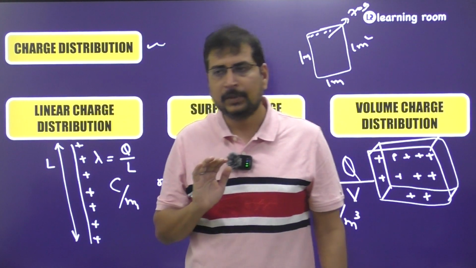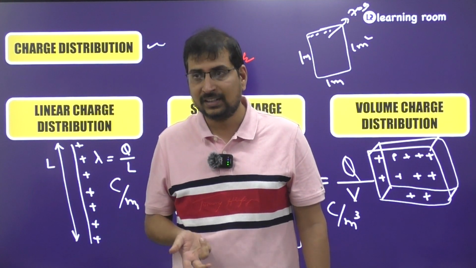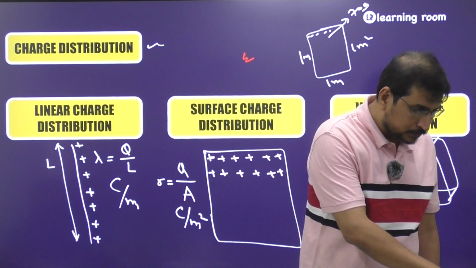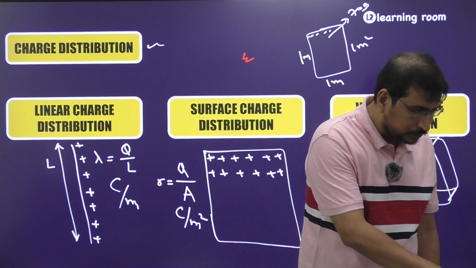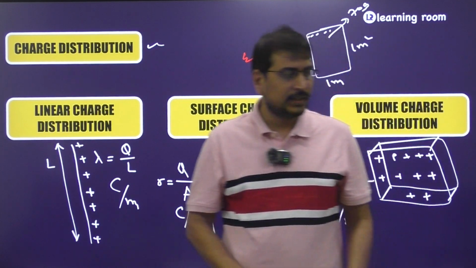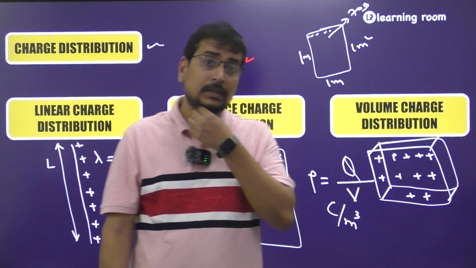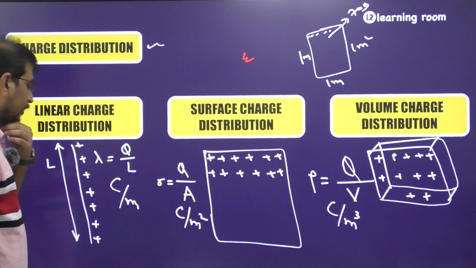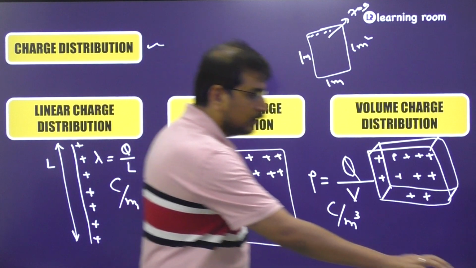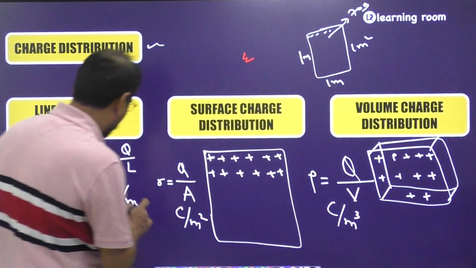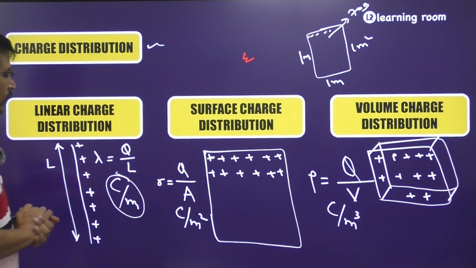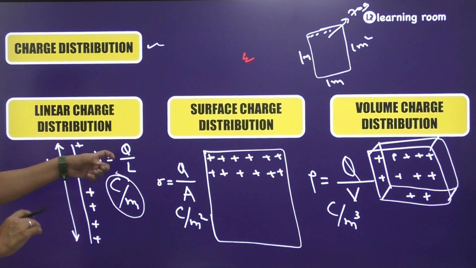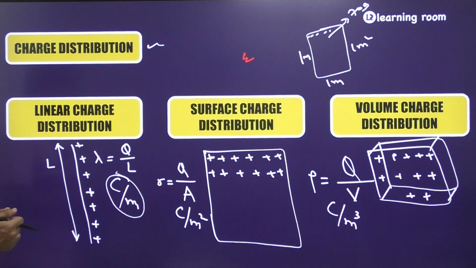I can call it Q by L, but how are we supposed to state it? The total charge per unit length is what is called linear charge density. Linear charge density is going to have the unit of Coulomb per meter. It is the amount of charge per unit length. Am I clear with this?